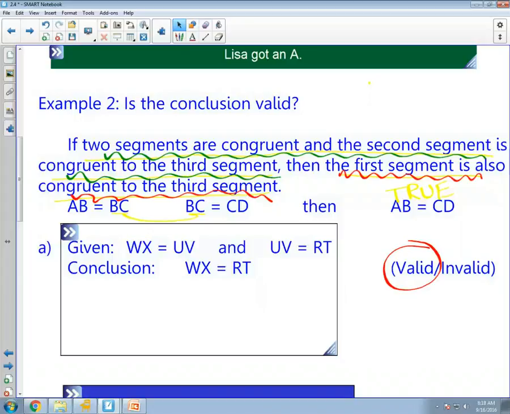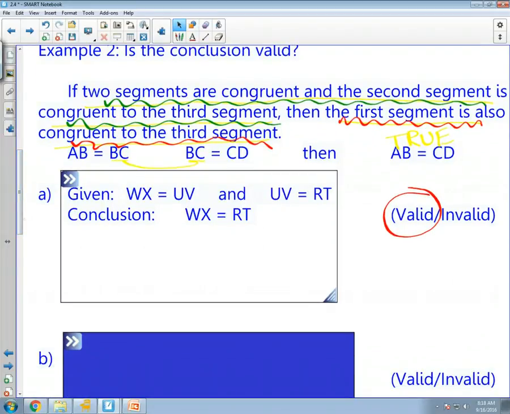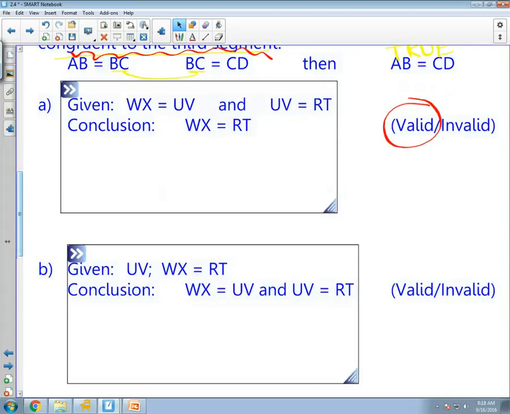Okay, now I'm going to do a little twist. Instead of doing a whole new conditional and making you write that all out again, we're going to keep that conditional, but change our given and conclusion. So this is like a part 2, but using the same conditional so we don't have to write it all out again.